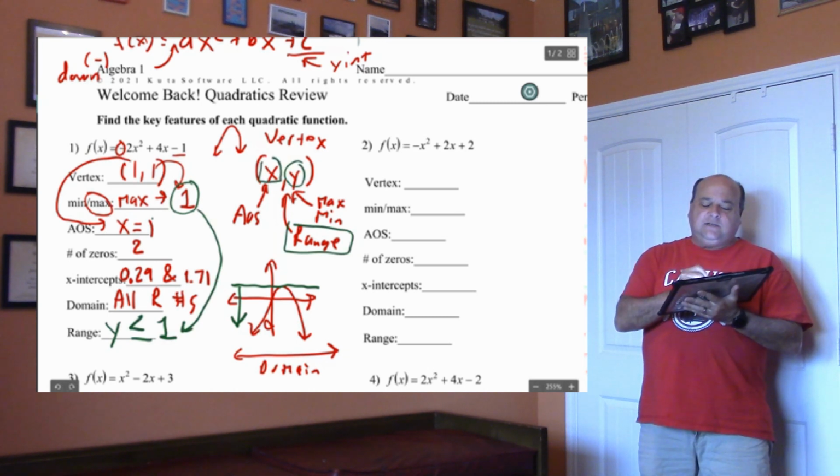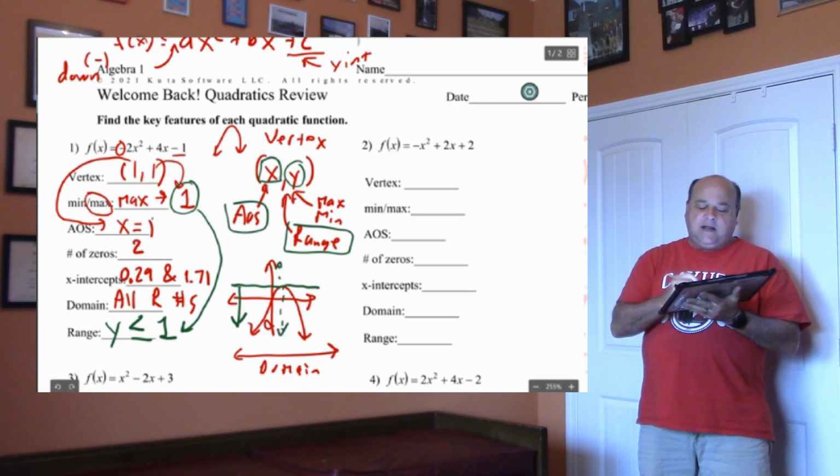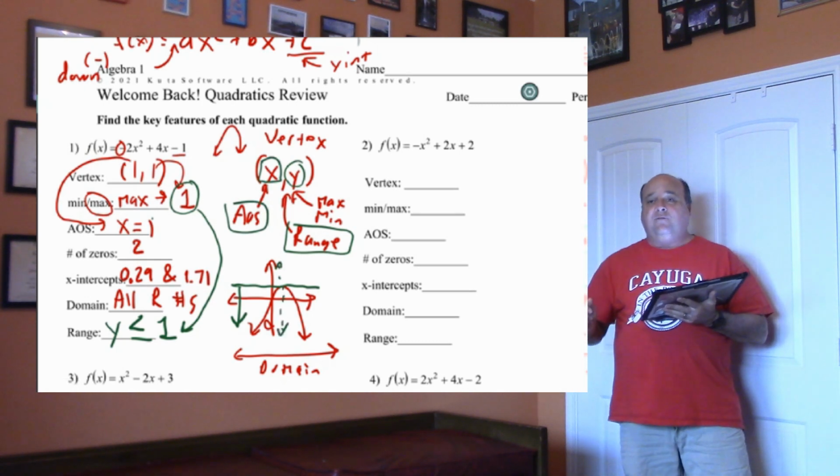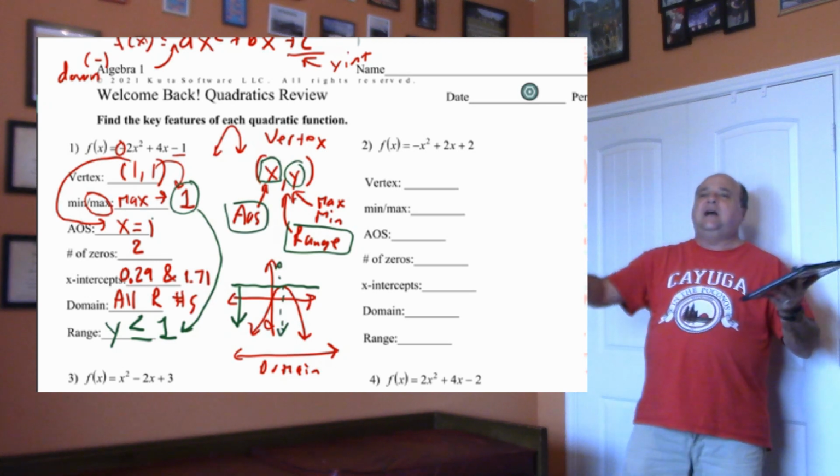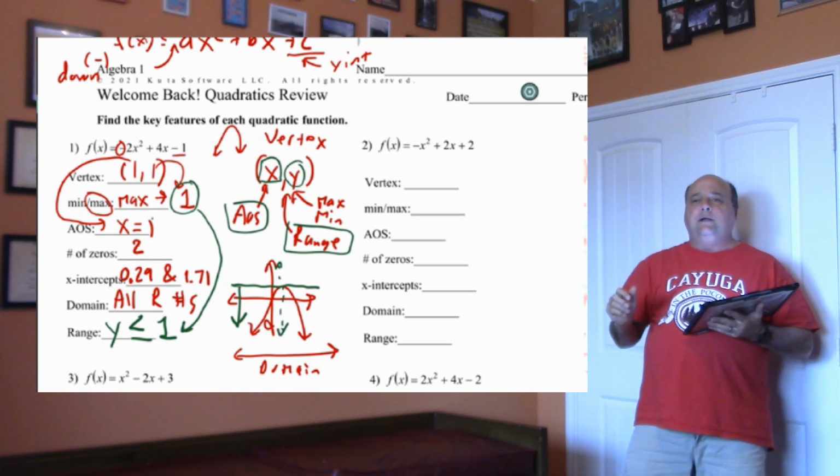And your axis of symmetry is going to be this. The axis of symmetry is the dotted line through the parabola that cuts it in half. Piece of cake. Basically, this assignment is all on a calculator.